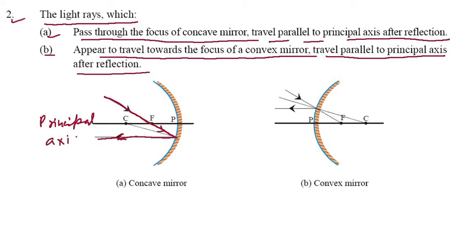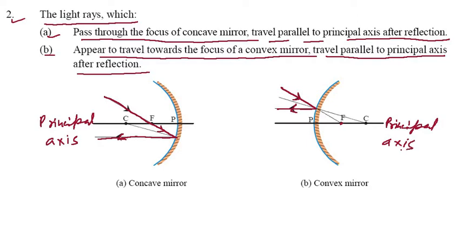Principal axis. So this is also the principal axis. So you can see that this is the focus. It seems to be coming from the focus. So after reflection, it will be parallel to the principal axis. So that one is the principal axis.